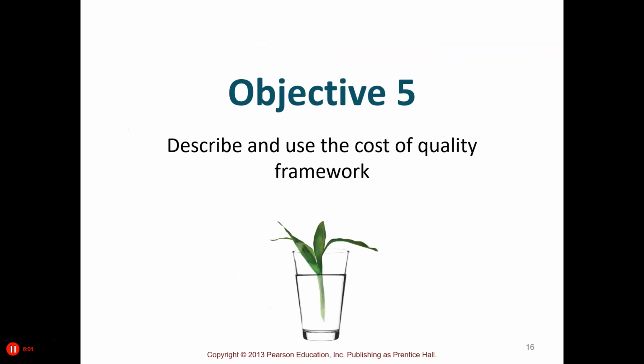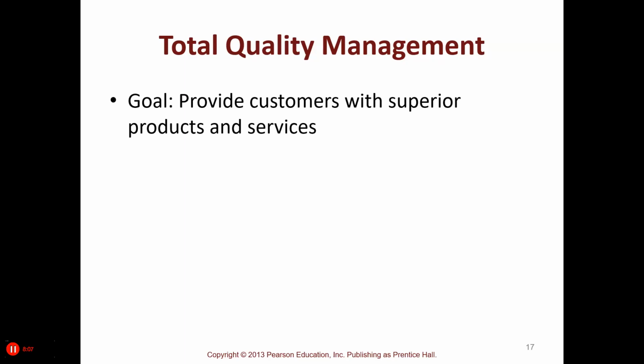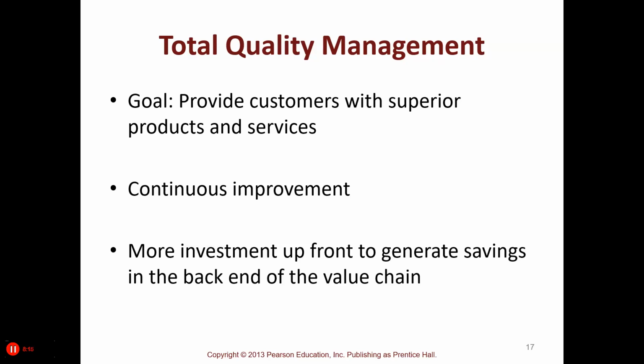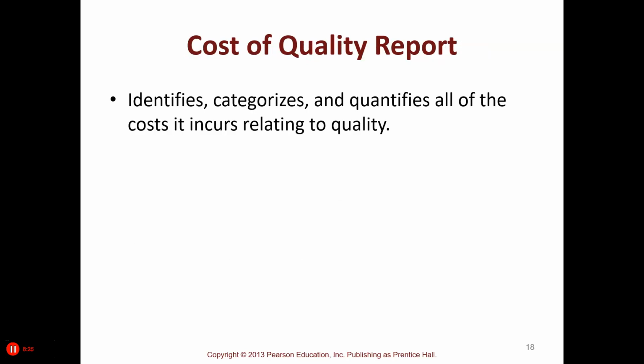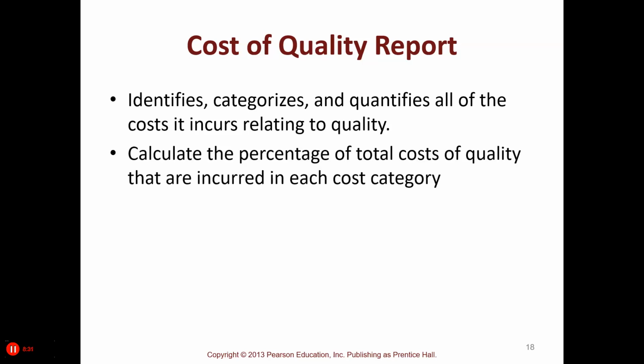So now let's look at our cost of quality. Total quality management: the goal is to provide customers with superior products and services, continuous improvement, and more investment up front to generate savings in the back end of the value chain. So that's why we do what's called a cost of quality report. It identifies, categorizes, and quantifies all of the costs incurred related to quality. You calculate the percentage of total costs of quality that are incurred in each cost category, used as a framework for decisions.